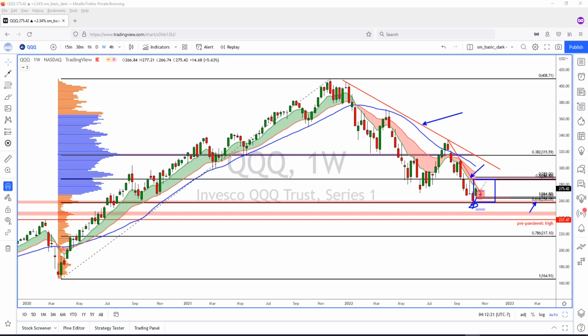So we could see a little bit of upward movement continuation, and that would be up at this upper range of the weekly expected move. And if it comes down, then we also look at the lower range of the weekly expected move. Now there is a little bit of a high volume zone here, near this 61.8. And here is the pre-pandemic high that we're still waiting for price to come down and tag, this 237.